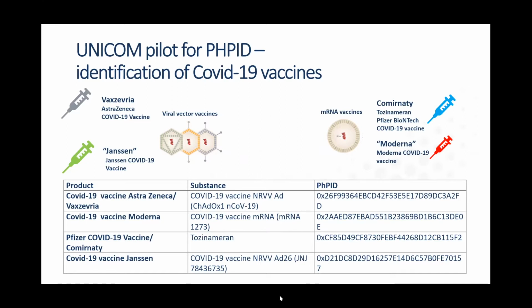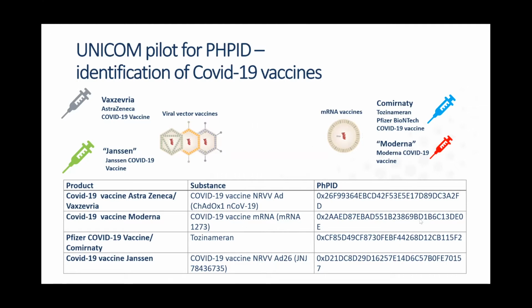To test the ISO framework for the global PHPID, UMC is now running a pilot for the PHPID within Unicom. And one of the focus areas is, of course, the COVID vaccines, due to the urgency to have unique identifiers to facilitate the vaccination process.